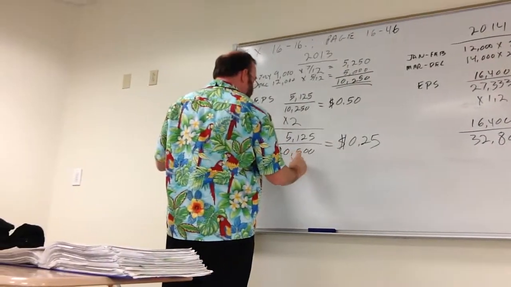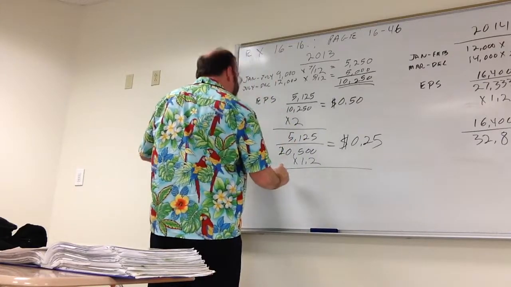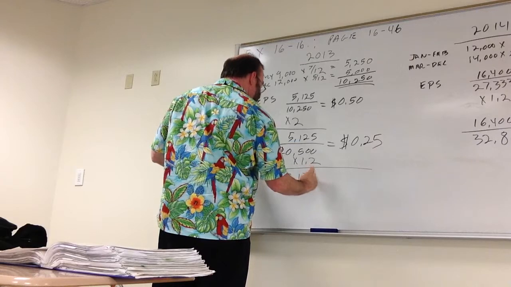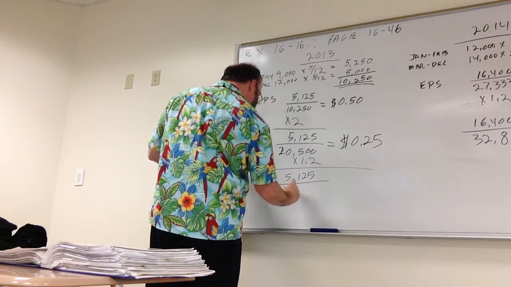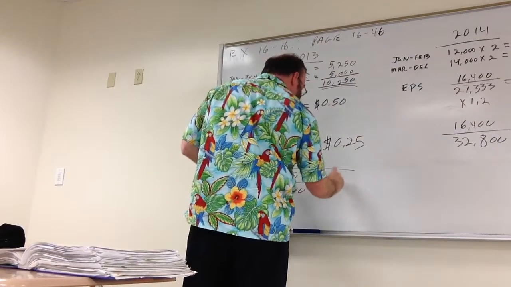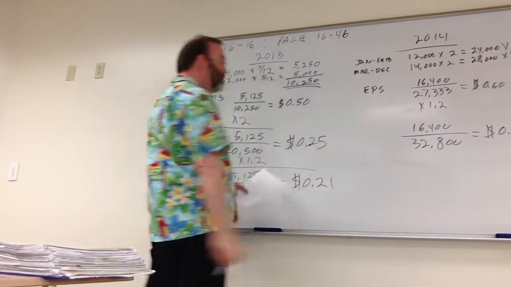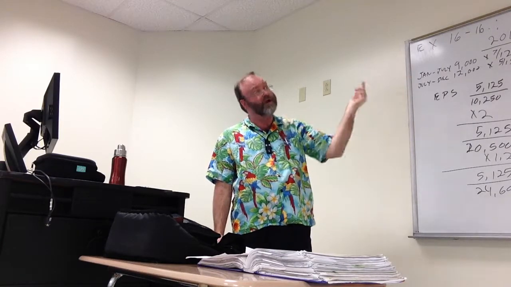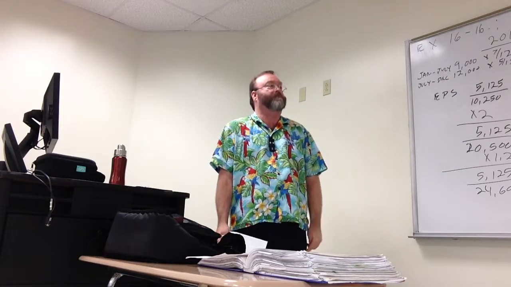Multiply this by 1.2, and that'll give us the 5,125 divided by 24,600, or 21 cents. So the 3-year earnings per share goes from 21 cents to 50 cents to 70 cents. And that's as close to reality as you get, because earnings went from 5,125 to 16,400, then climbed another 50% up to 23,500. So it makes sense that it jumps also.